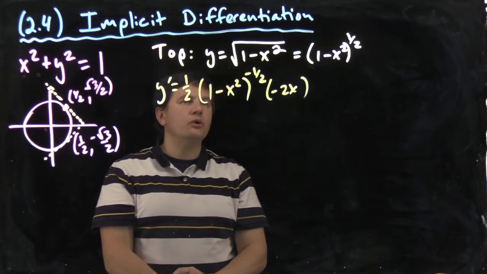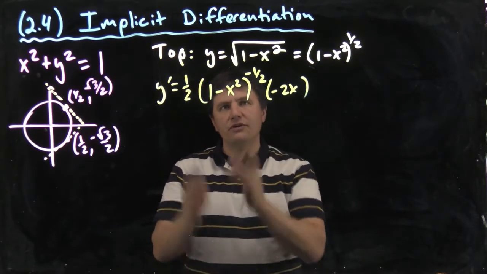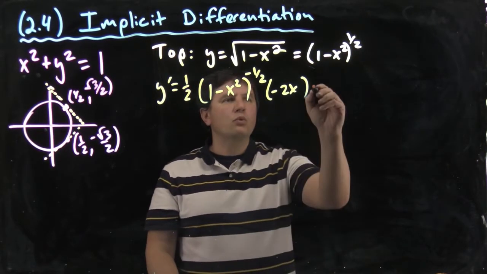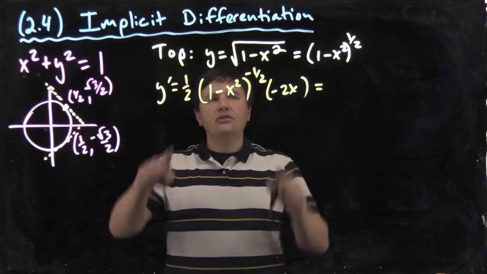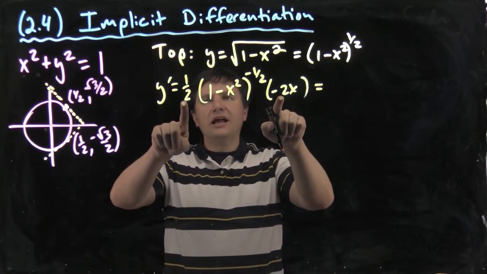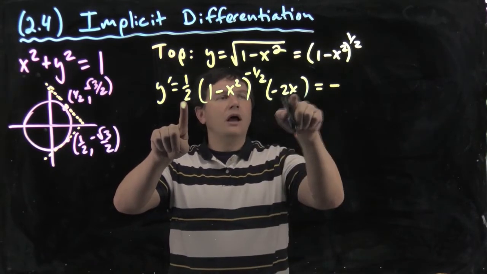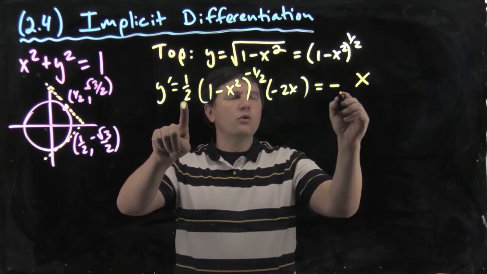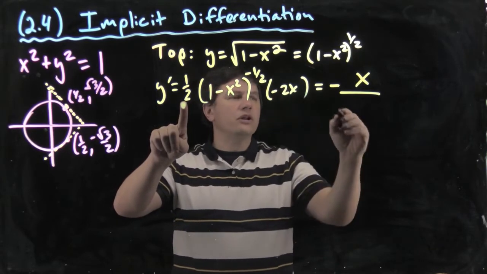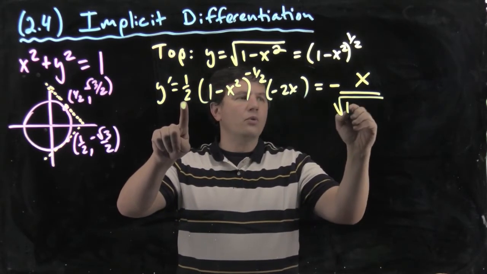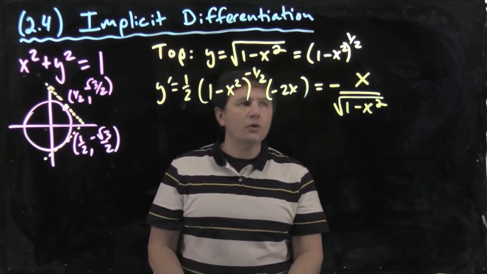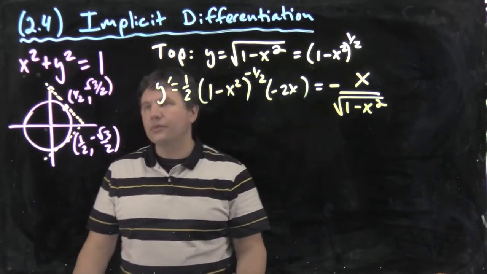Now, normally when we're just stringing out derivatives, we just leave it like that. But since we're working with this, we want to simplify it. So let me point out the negative 2 cancels with the 1/2. That leaves me with a negative out front. We're going to have an x in the numerator, and then that negative exponent is going to move that to the denominator as 1 minus x squared. Okay, so that's the derivative I'm going to work with here.